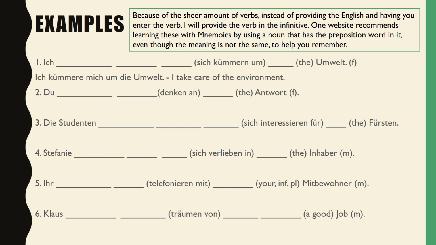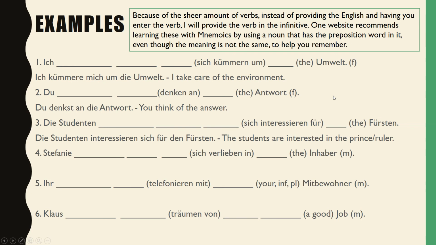Number 1. Ich kümmere mich die Umwelt. I take care of the environment. Number 2. Du denkst an die Antwort. You think of the answer. Die Studenten interessieren sich für den Fürsten. The students are interested in the prince or ruler.